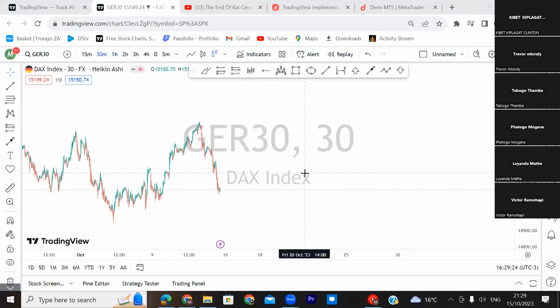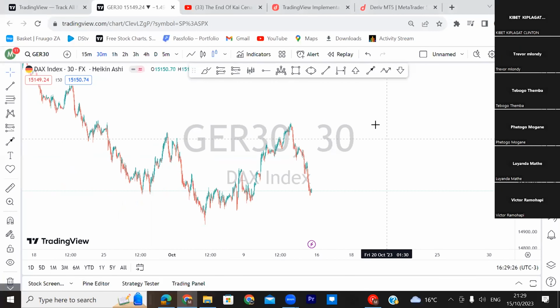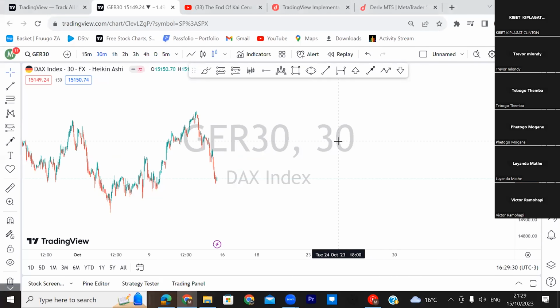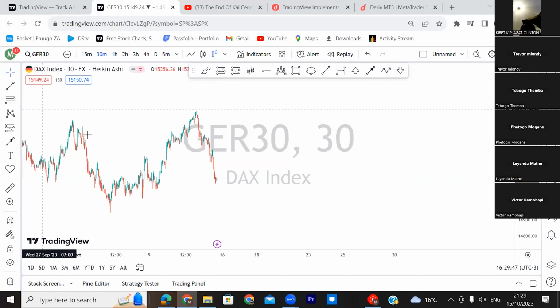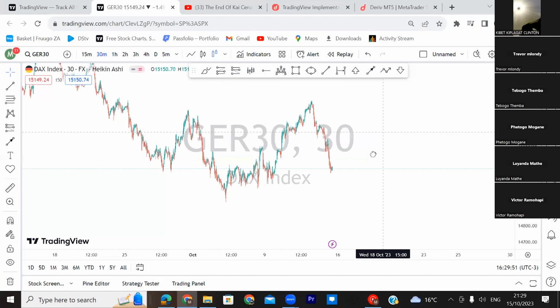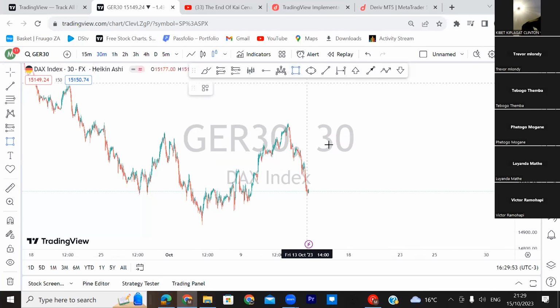Okay, look, let's start off with German 30, but you can always apply this information to every single pair. So the first things that you guys need to know is obviously your levels, right? You need to know your lows, your highs, resistance, support, all of that. So that's the very basics.